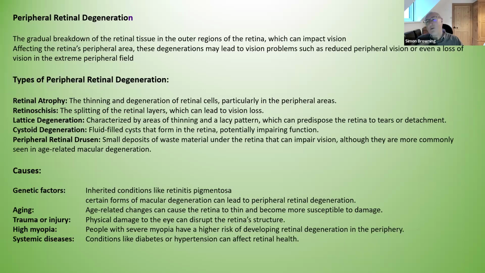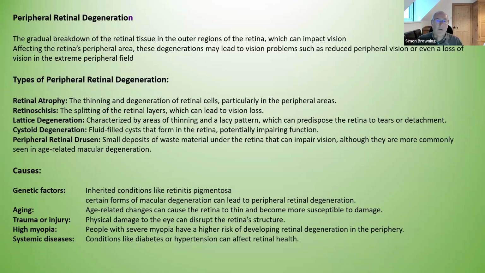So what causes these retinal degenerations? Well, genetic factors are very prevalent here. Things like inherited conditions, retinitis pigmentosa. Snowflake degeneration is very much a hereditary form. And as we now know from a lot of modern research, macular degeneration will lead to peripheral degeneration, and also vice versa. Peripheral retinal degeneration can often be a precursor for macular degeneration.